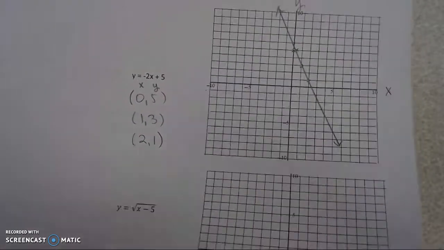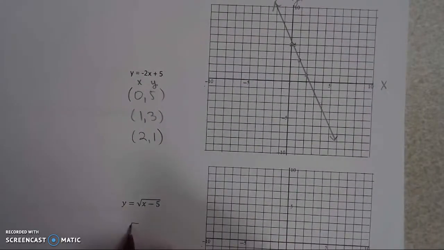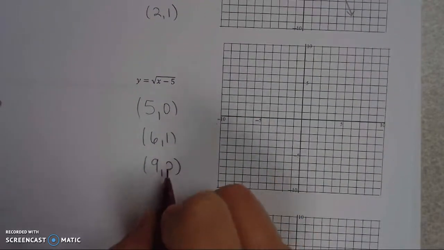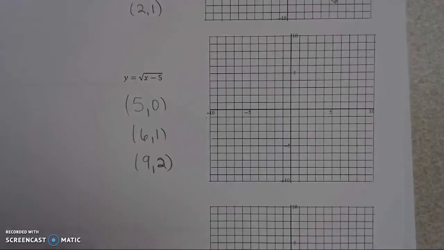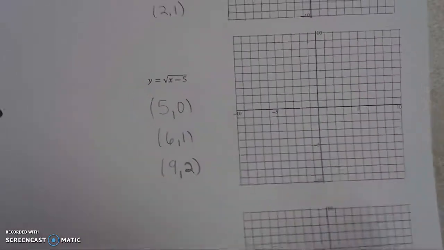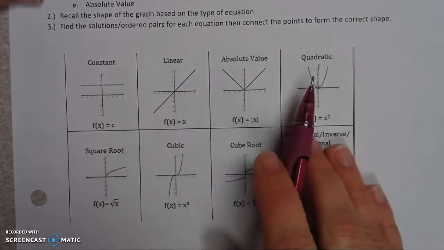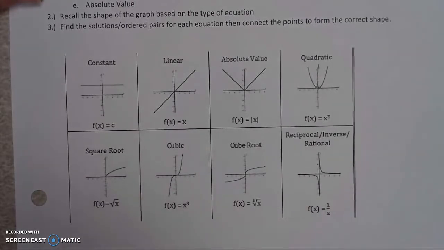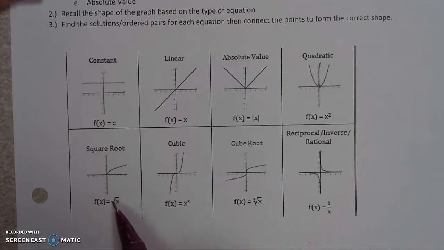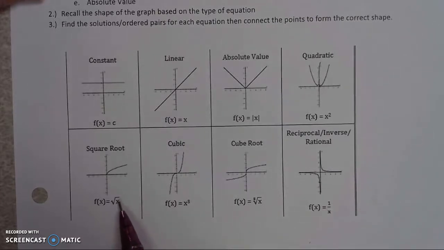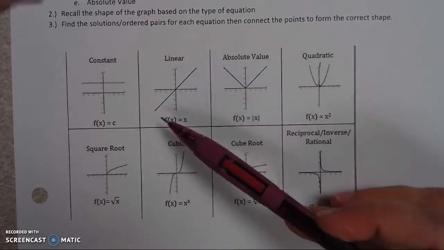Okay? Now, let's look back. For the square root, the solutions we found were 5, 0, 6, 1, and 9, 2. So I want to plot these points here. Now if you look back in your packet on the previous page, are these parent functions. These are the basics of each type of equation and what their graphs look like. So for square root, the square root of x, its graph has this basic shape. And so no matter what we have under this square root sign, our graph should have this basic shape. It may shift left or right or maybe up or down, whatever our equation may be, but still maintains its shape. Same for linear, always a straight line.